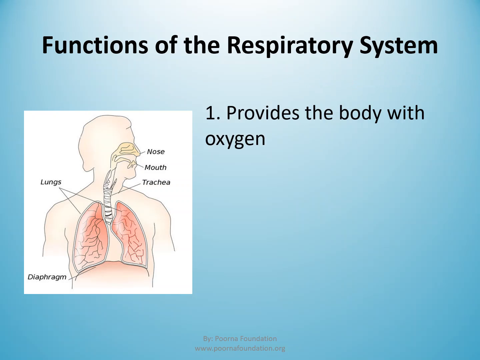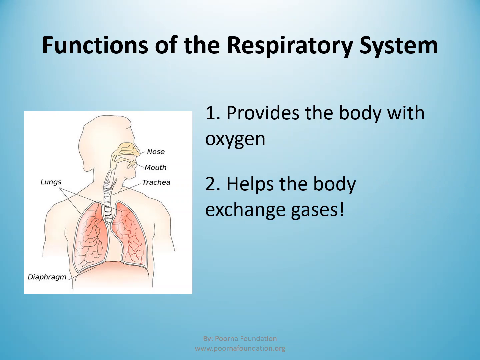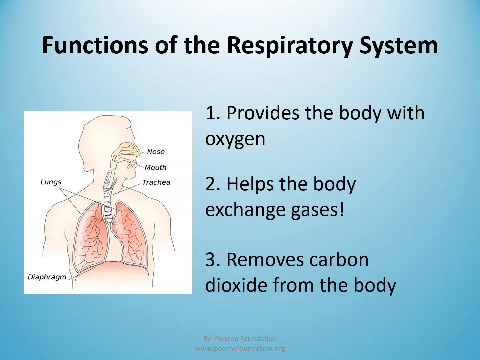Carbon dioxide is a waste product of cellular respiration, and it's released from the cell to the blood. This oxygen-poor blood flows to the lungs, and in here the gases of oxygen and carbon dioxide are exchanged. This is the second function, helping the body exchange gases. When a person exhales, carbon dioxide is released from their body, stating the final function of the respiratory system, removing carbon dioxide from the body.